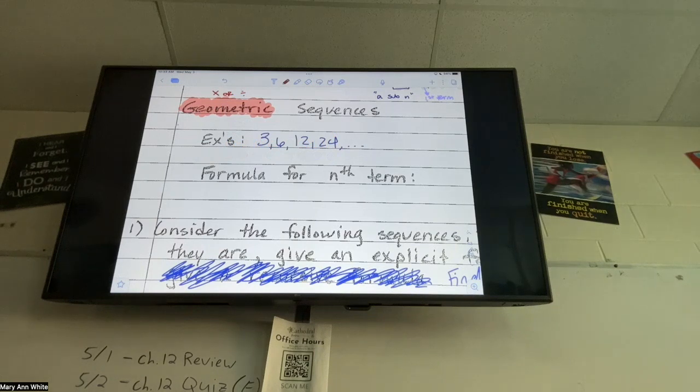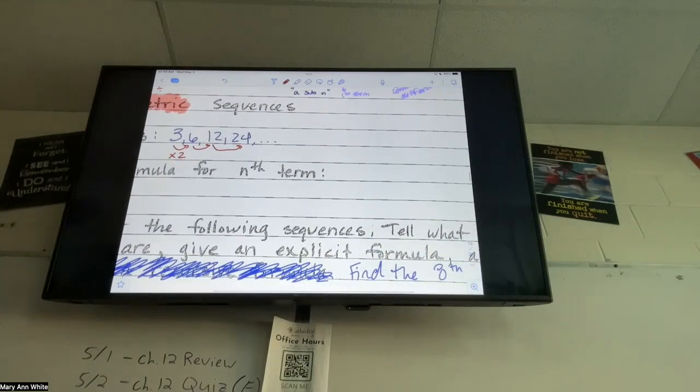What am I doing each time to go from one number to the next? What, Ryan? Times 2. 3 times 2 is 6. 6 times 2 is 12. 12 times 2 is 24. Now, instead of calling this a common difference, when we're multiplying or dividing, we call it a common ratio. So that means that we're going to use r in our explicit function, in our formula.